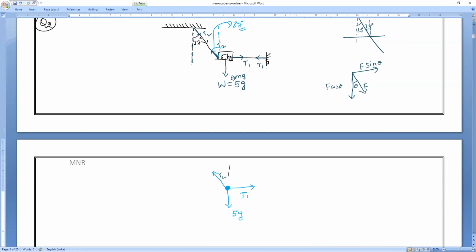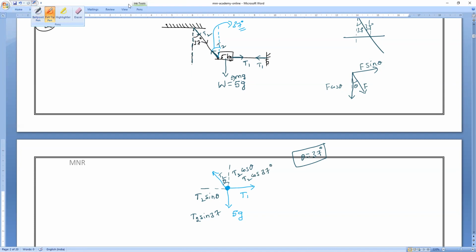So it is making a theta angle, and that is what we are studying here. Here what will happen? T2 cos theta, and here, everybody, T2 sin theta. Theta is equal to how many degrees? 37 degrees. So here it will be T2 sin 37, and here T2 cos 37.